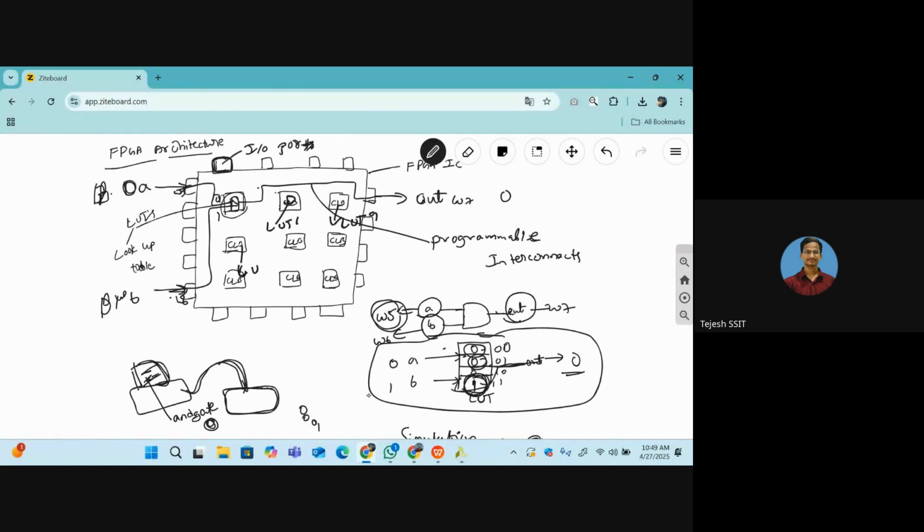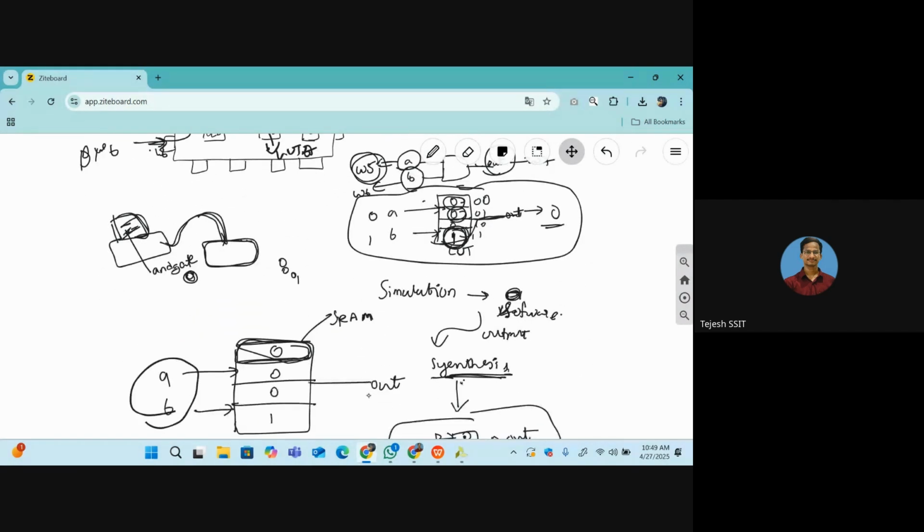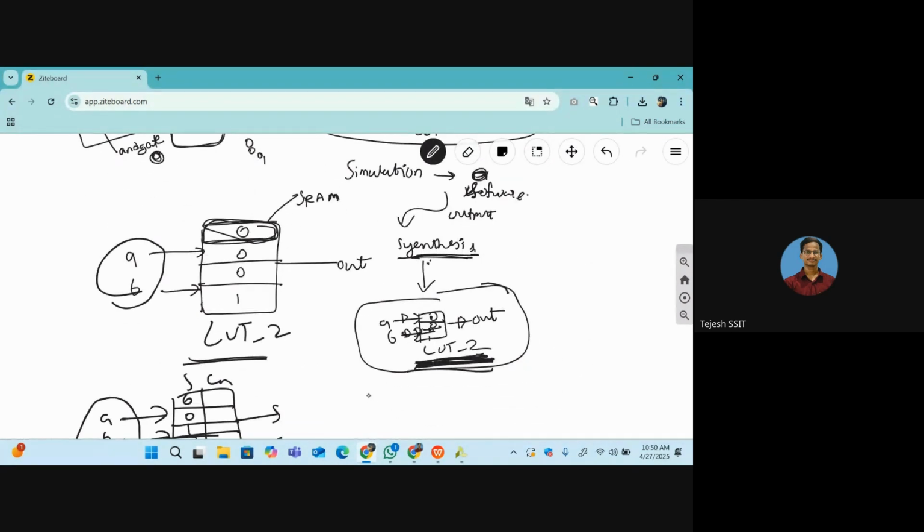In this one they have LUT2, and here LUT2 is there. I'm just saying it like an example, like a normal architecture. Here they have LUT6, LUT7 or LUT8. Okay, so here our synthesis process will generate the LUT2.